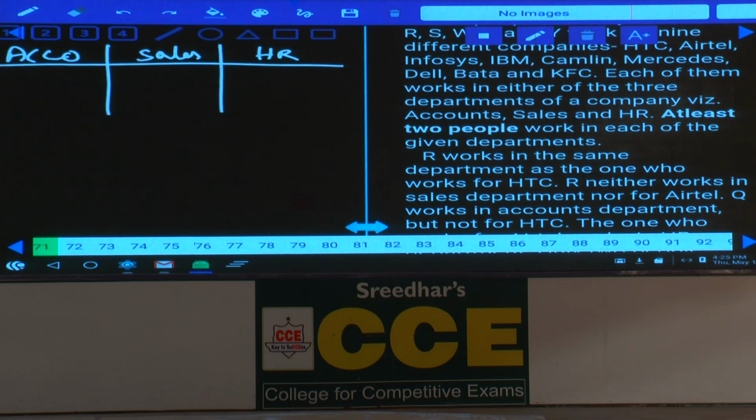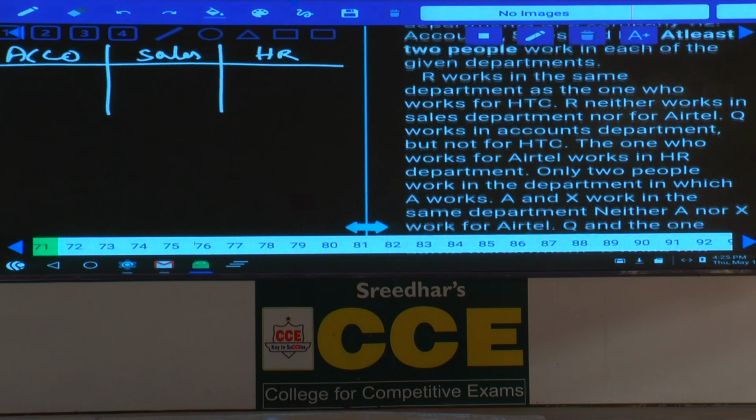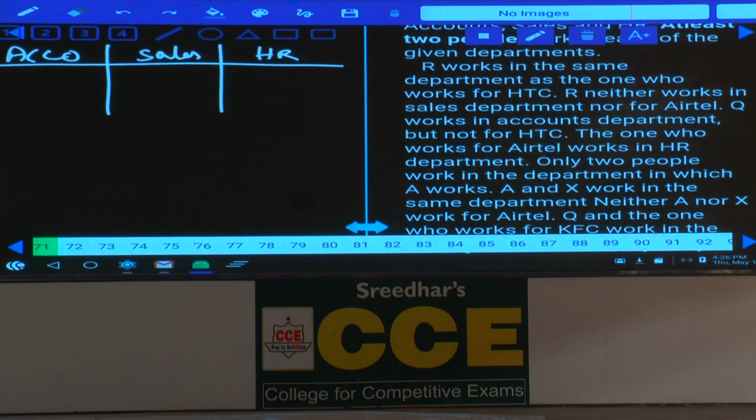The maximum is not given, isn't it? Maximum could be anything, but as 2 is there, the maximum is 2 plus 2 plus 2, 6, and in one of these the maximum can be 5, it cannot be more than 5. Then R works in the same department as the one who works for HTC.